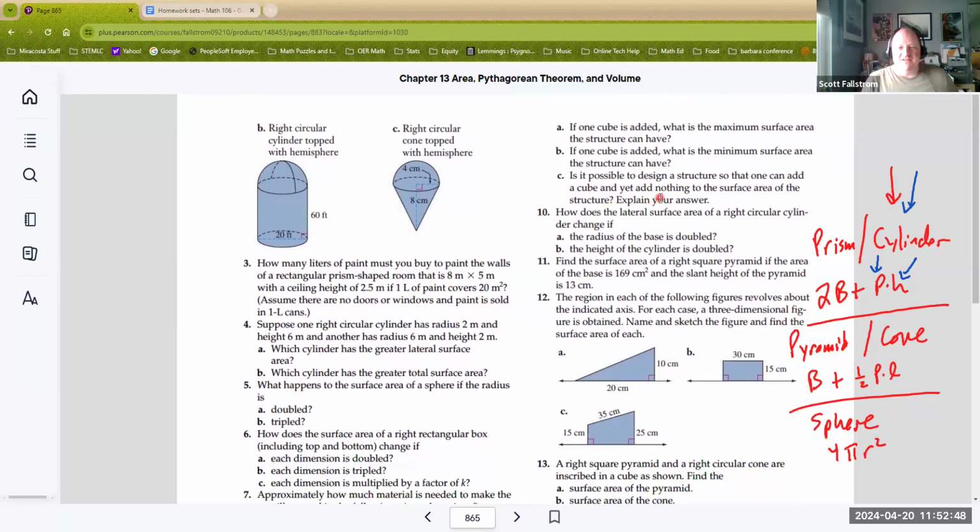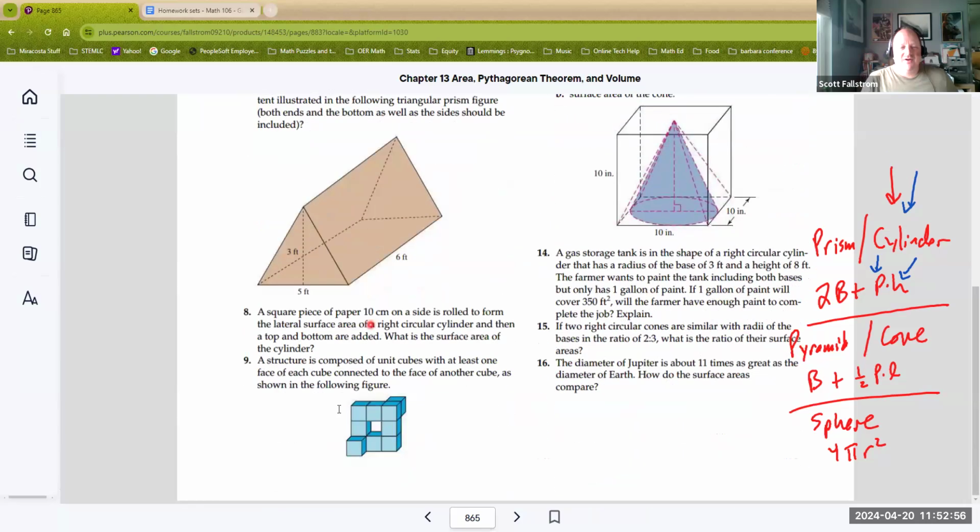Is it possible to design a structure so that you can add a cube and yet add nothing to the surface area of the structure? So I want you to think about that in this situation and see if you can kind of think of, hey, how could this actually work? So first, find the surface area of the shape here. Maybe I'll do that part kind of with you.